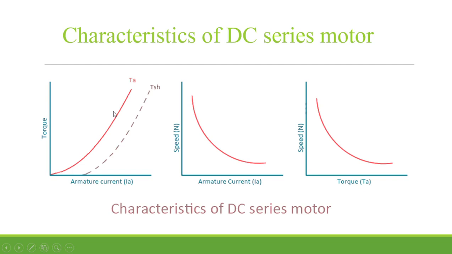So after magnetic saturation, we will be getting a straight line as torque will be only directly proportional to the armature current. So we are getting the torque versus armature current graph as such. Initially we will be getting a parabola as torque is directly proportional to Ia square, and after magnetic saturation we will be getting a straight line. Torque will be directly proportional to Ia.